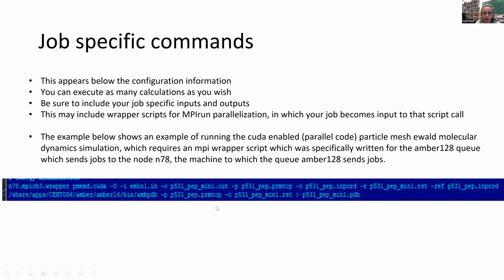On the example down here, it shows running a CUDA-enabled parallel code particle mesh Ewald molecular dynamics simulation. This has the MPI wrapper, which we see right here for the MPI. And it's specifically written for the Amber 128Q. And the Amber 128Q specifically then sends jobs to the node N78. And then the machine to which the Q Amber 128, well, that's where that one links up to. So yours may link to a different node depending on which one you want to send your job to.